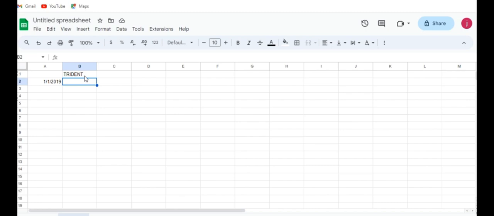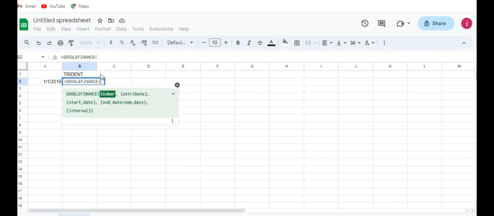So let's see how to get the stock prices. What we need to do is type in equal to Google Finance. If you just type Google Finance, it comes up as the first option. Then it will ask you for a ticker. Remember, Trident could be any stock listed on any stock exchange, so you will have to specify which exchange. I am interested in Nifty. The short form for Nifty is NSE, National Stock Exchange for India. Then put a colon sign signifying that I need a specific value of a stock.